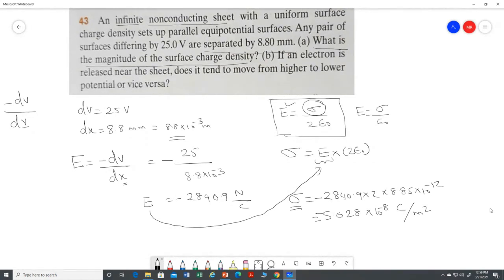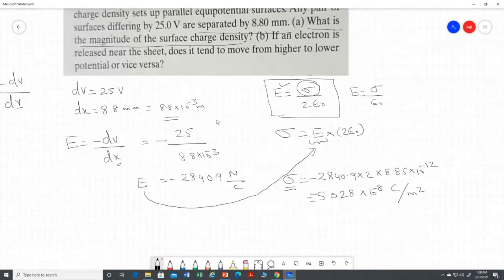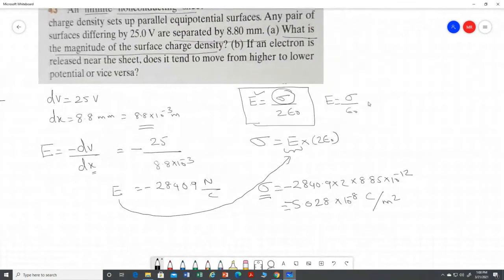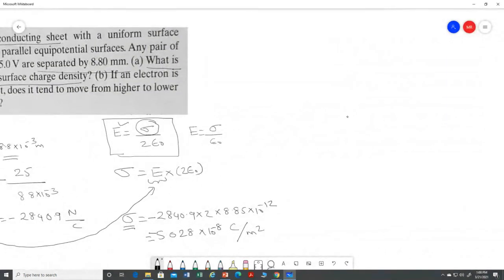Any doubt? No. Okay. Could you please tell me the answer for the second one? What is given in the second one, my dear? It's a theory question. If an electron is released near the sheet, does it tend to move from higher to lower or vice versa? That means, my dear, if you just see the plate, I have two plates, one plate with a positive charge, another plate with a negative charge. Okay. Now, if I put the electron, what will happen?